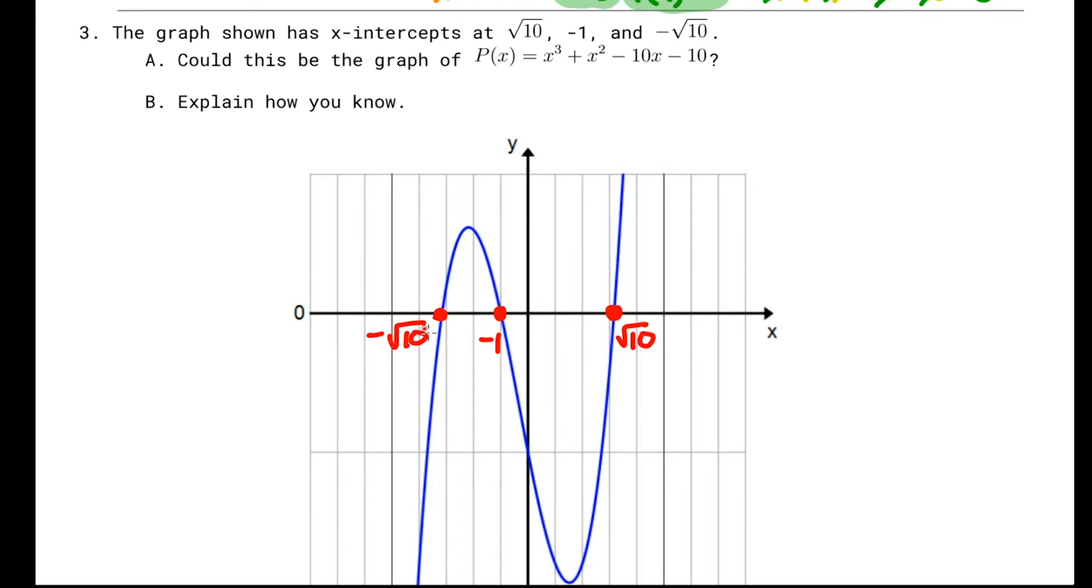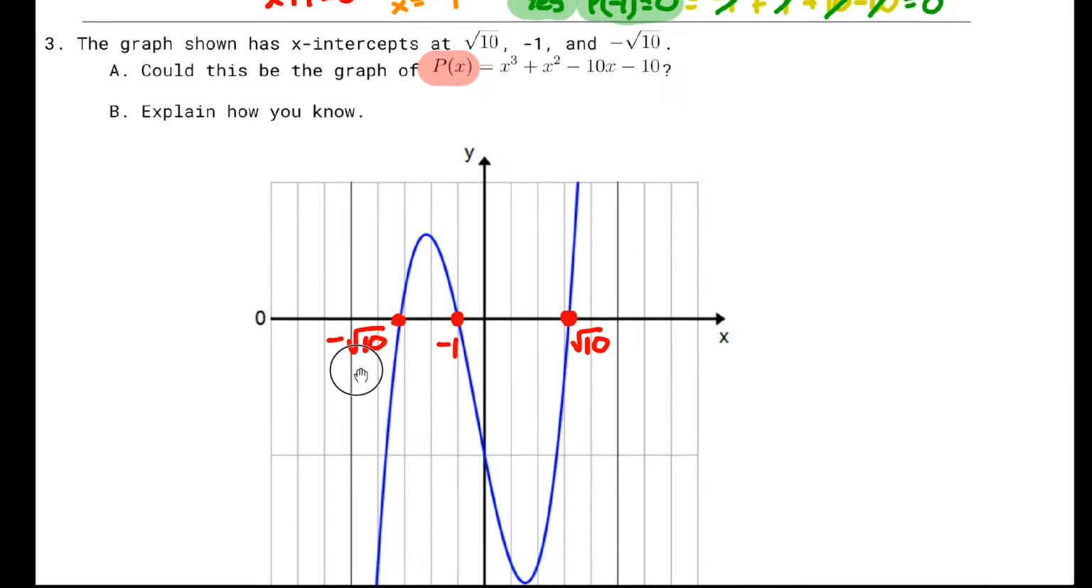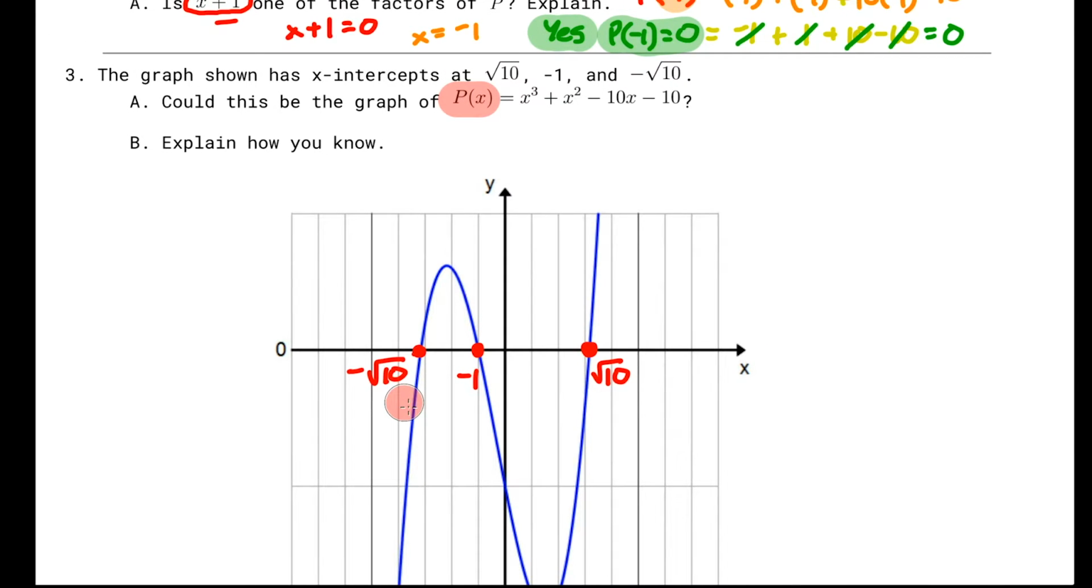So those are the x-intercepts. I just basically threw them on the graph. And we're just trying to see, is this blue graph, could this actually be this p of x equation right here? Okay. Well, first thing we would need to do for this is to actually see, is negative 1 and then plus or minus the square root of 10, are those actual solutions to that p equation?